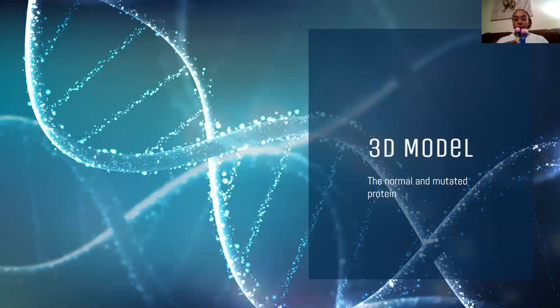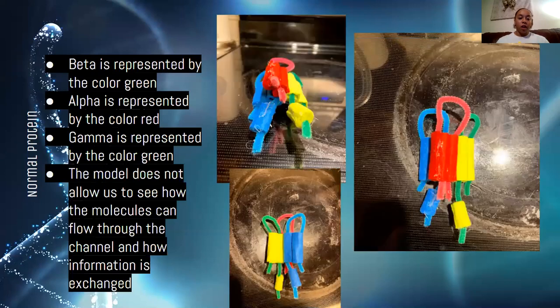So to show my 3D model, I'll be showing the normal and the mutated protein. The beta is represented by green, and for the alpha I used red felt, and for gamma I used blue felt to show the different channels on each side. The model does not allow us to see how the molecules can flow through the channel. It's kind of tight, and all we see in the middle is, I left a little bit of room, but you can't really see how these channels can be used.